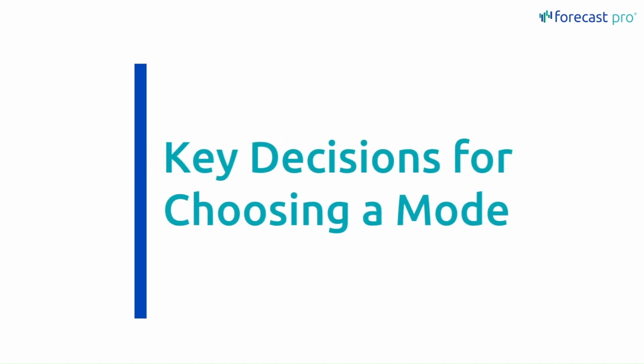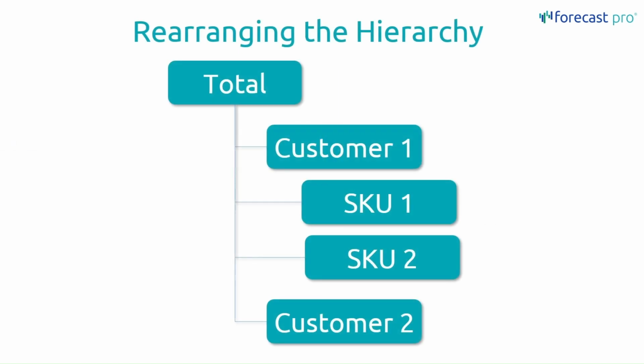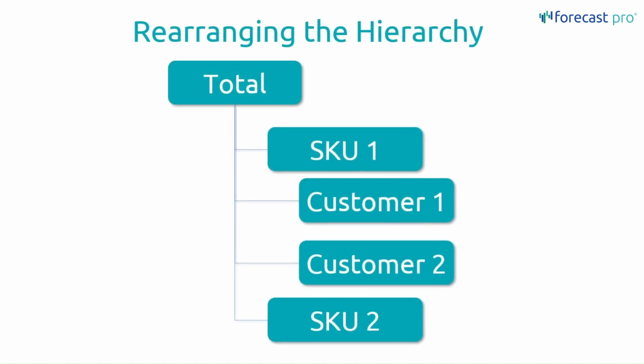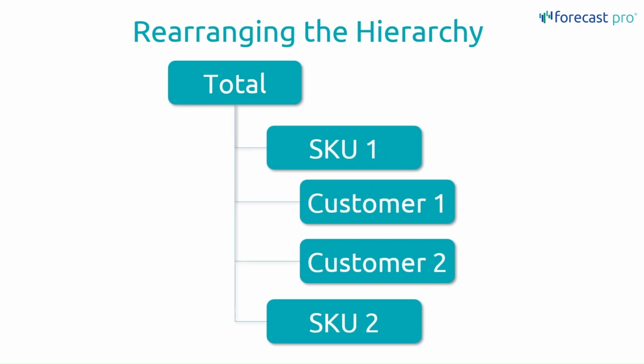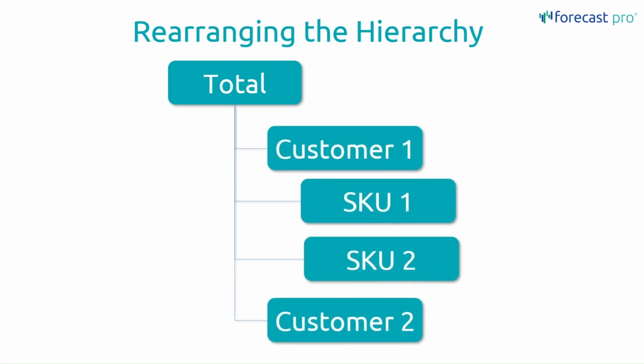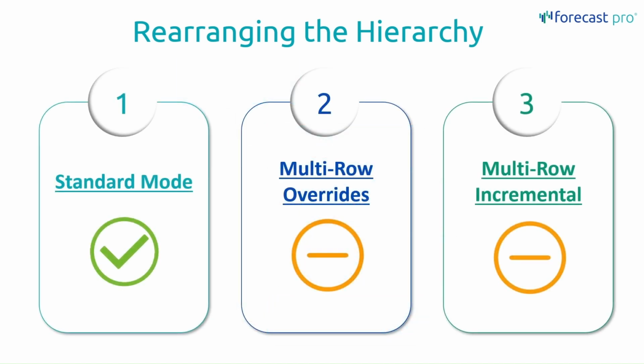So now that we have seen all three modes, how do we decide which mode to use? One of the most important decisions when choosing the override modes is whether or not you're going to rearrange the hierarchy within Forecast Pro and make overrides in multiple hierarchies. If you're going to rearrange the hierarchy, the standard mode should be your number one choice. This is the easiest to work with when working in alternative hierarchies.